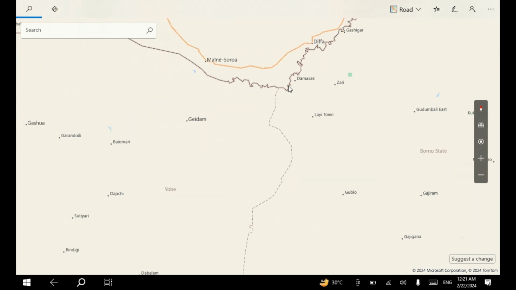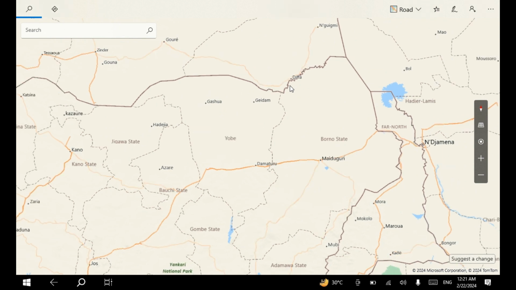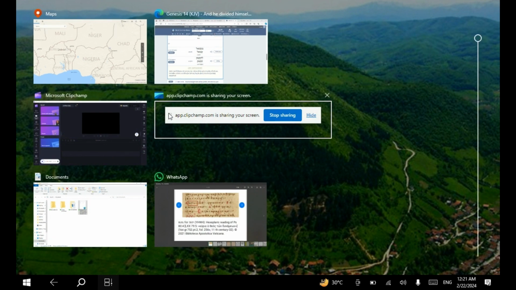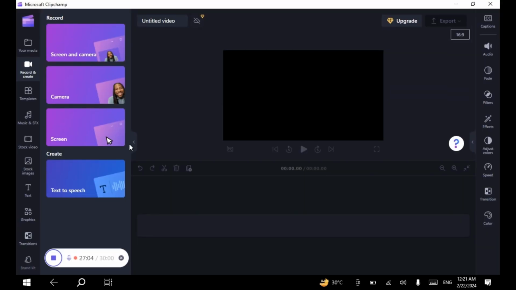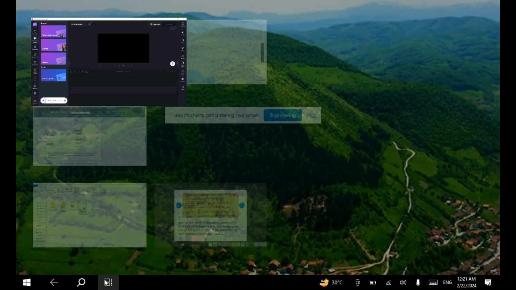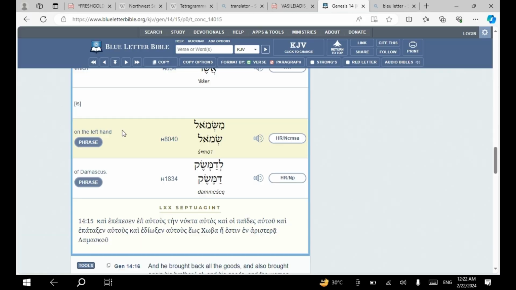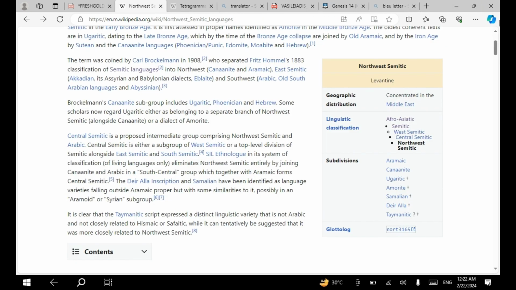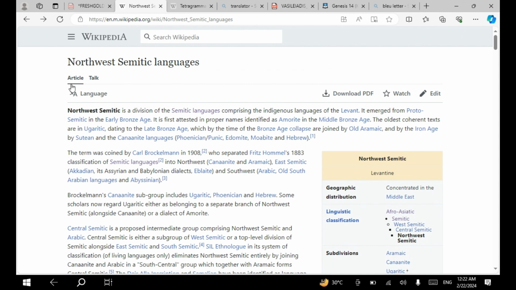Yes. And then later on in the Bronze Age, the Amorite came back and dwelt here. I'm coming back there. I hope you understand everything we're seeing here. Now, we are looking at the Hebrew, right? Hebrew is a Northwest Semitic language, right? Northwest Semitic is a division of Semitic languages comprising the indigenous languages of the Levant.